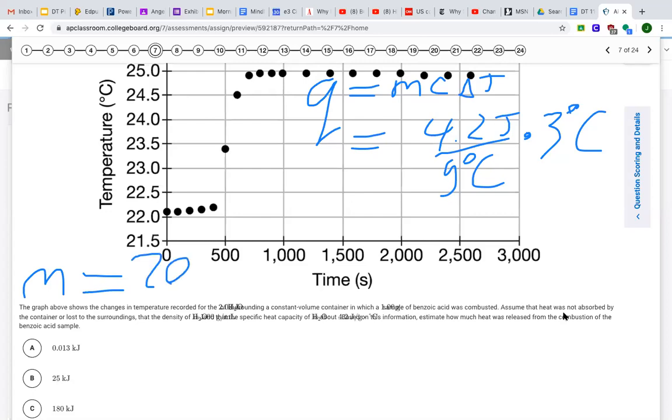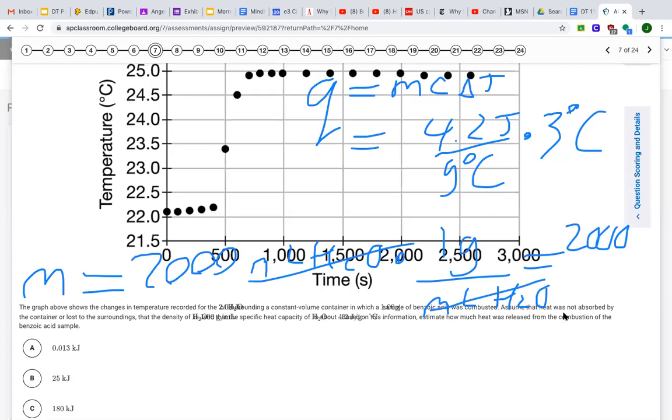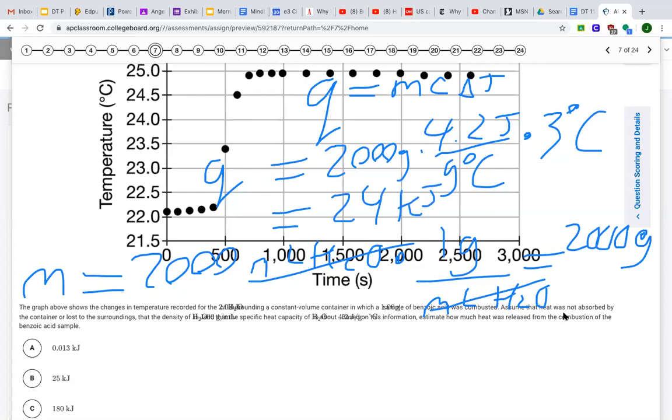So 2,000 milliliters of H2O times 1 gram per milliliter H2O, okay? The milliliters of H2O cancel out. We wind up with 2,000 grams, okay? And all of that comes out to right around 24 kilojoules, which is closest to B. Okay, so that's your answer there.